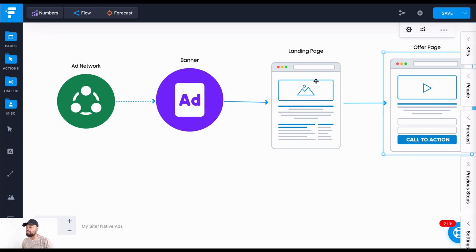So if I have a flow with an advertorial, I know some of you don't know what advertorials are, but I'm going to show you as well when we head over to Landerize in a moment.